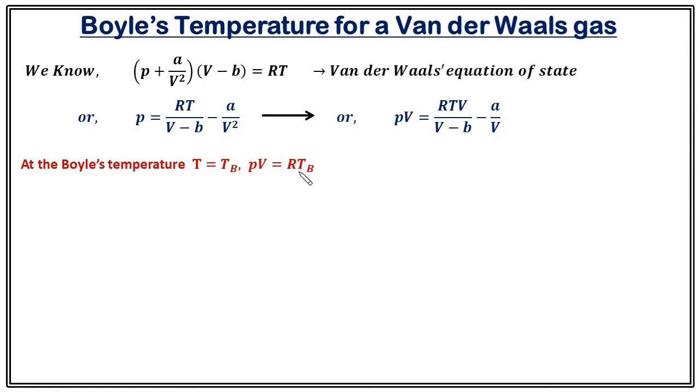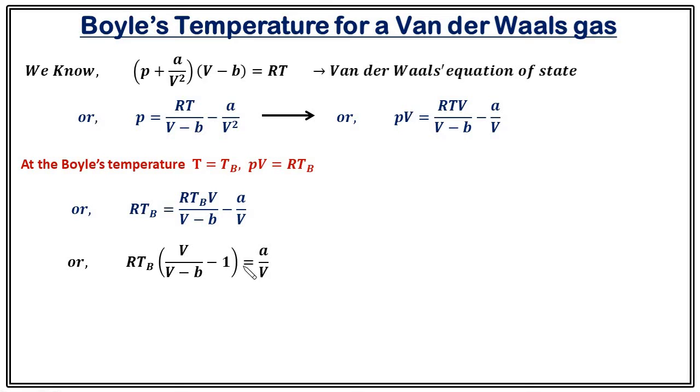As we want to calculate the Boyle's temperature, we simply replace PV by RT_B in this equation and T by T_B. So just replace it and we will have RT_B = RT_B V/(V − b) − a/V. Just rearrange the terms, bring this one to this side and take a/V on this side and then take RT_B common. So RT_B multiplied by [V/(V − b) − 1] = a/V. Now just simplify it. It will become RT_B × b/(V − b) = a/V.